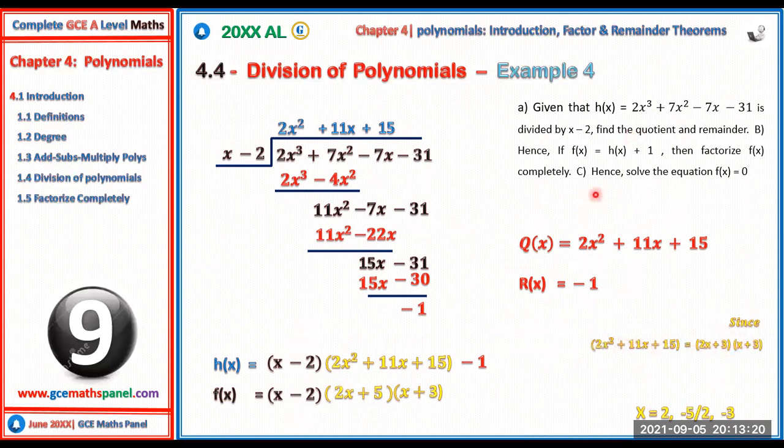Equally, the last part says hence solve the equation f of x equals 0. For us to solve this, we just equate each of these factors to 0 and solve for x. The first one, x minus 2 equals 0 implies x is equal to 2. Second one, x is minus 5 on 2, and the third, x is minus 3.